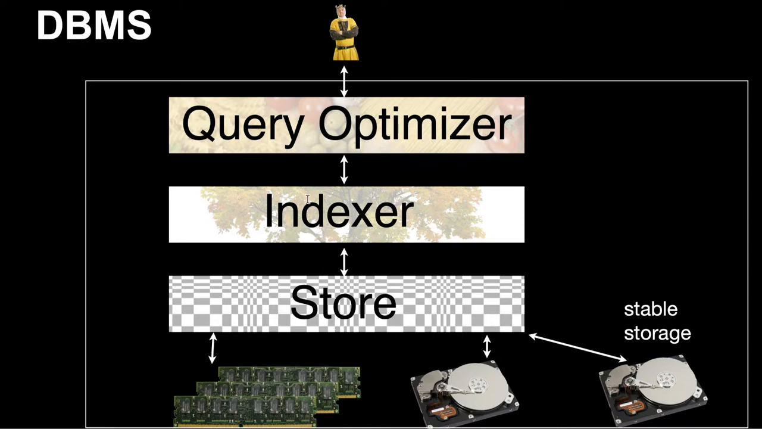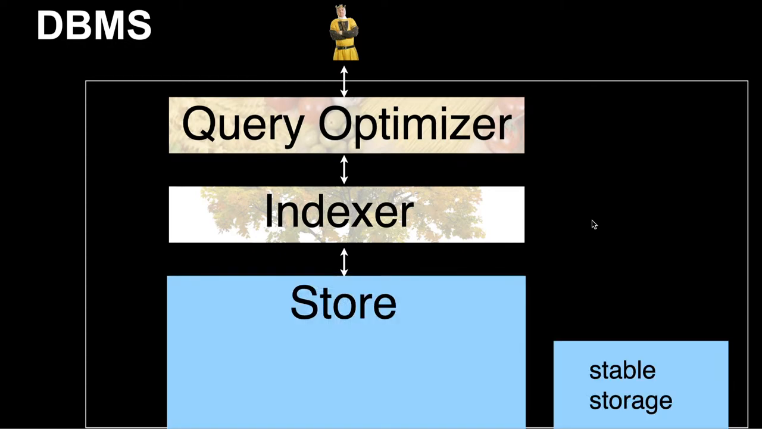And we talked about all of these different parts: hardware, store, indexer, and query optimizer. And now the extension we do is we have to add something that we consider a special type of storage, and that's called stable storage. That's basically an extension to the store we have had so far.